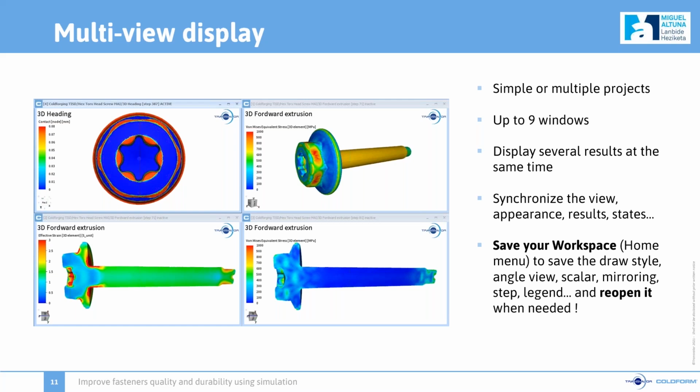Please note as well that it is possible to save the workspace. When saving the workspace, we will save the draw style, the angle view, the scalar, the mirroring. The new result analysis will be faster by saving your workspace and reopening it when needed.